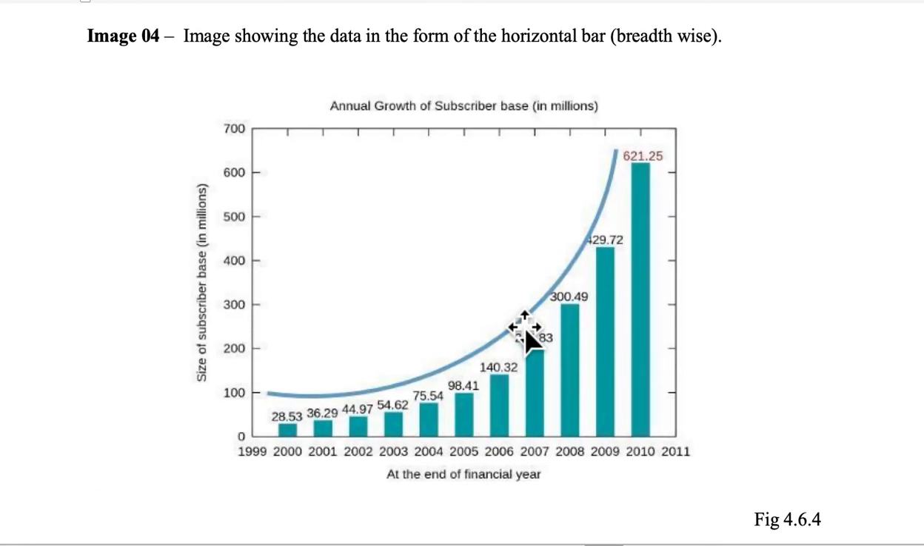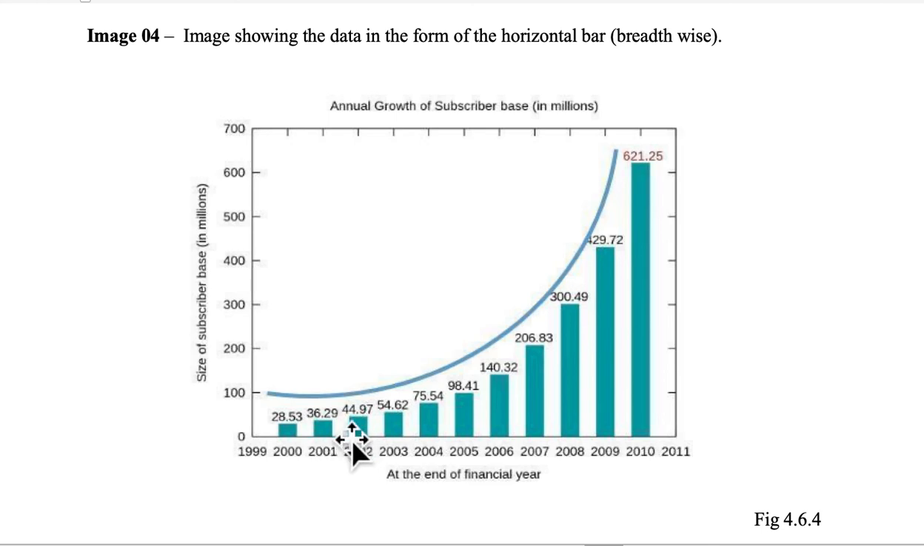Here we have another graph which shows the annual growth of subscriber base. It is in millions. On the x-axis we have years 1999 up to 2011, and on the y-axis we have from 0 to 700 millions. If we want to read what was the annual subscription in 2001, we can say it is 36.29, and in 2002, it is 44.97.